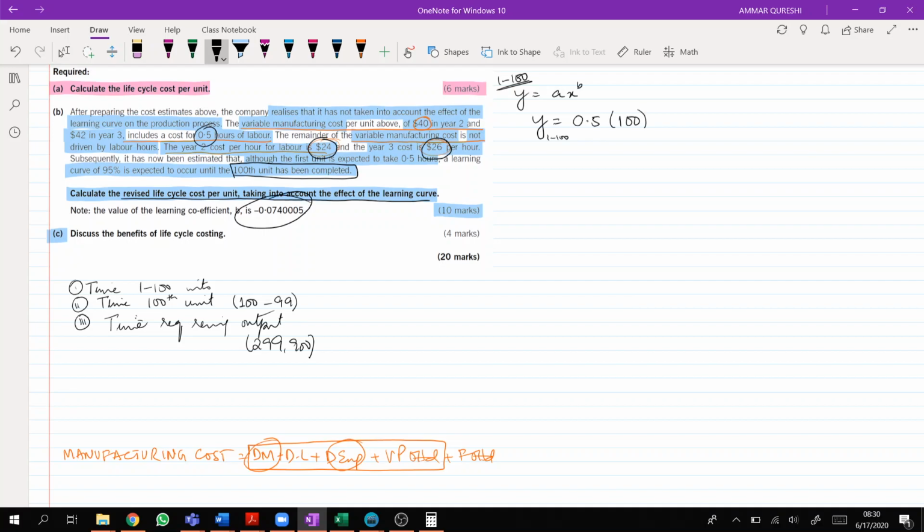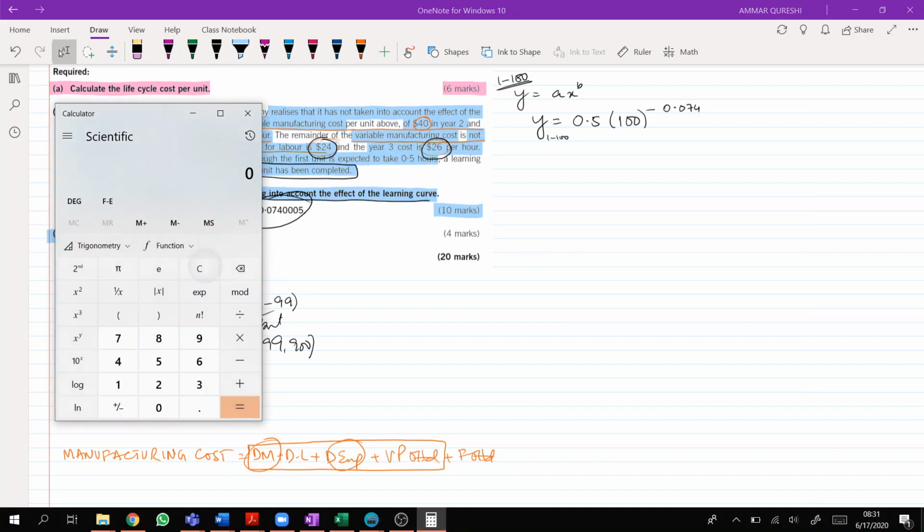And value of b is this, minus 0.074, right? So let's try to calculate this. I hope this calculator works. 100 raised to the power 0.074, and this figure is in negative, right? And then multiply by 0.5, 0.355.